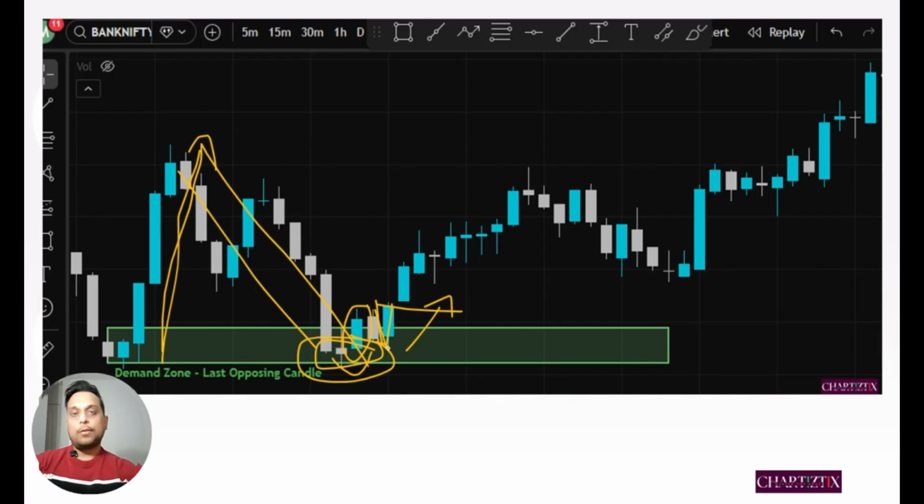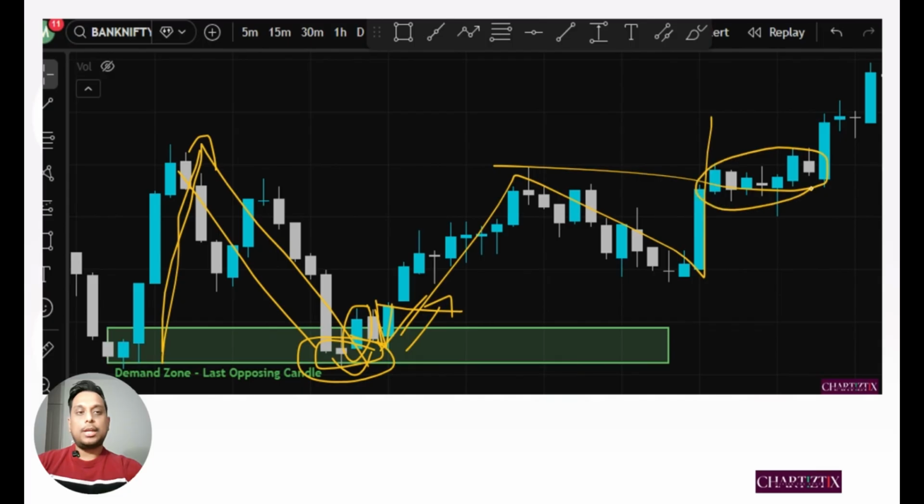The third entry would be a conservative approach, where we wait for a market structure shift. So we wait for our higher low to break, and then after this mini consolidation, we enter at the closing of the bullish candle, which shows a bullish displacement. So these are our three styles of entry, which we will discuss in detail in our examples.